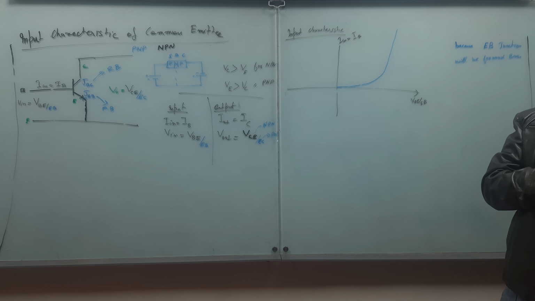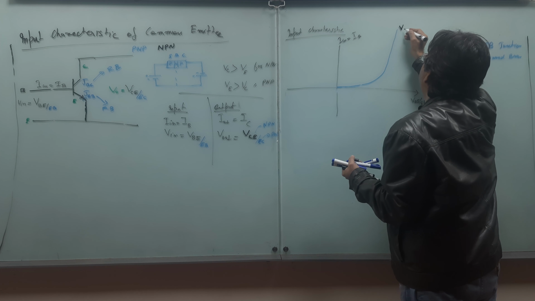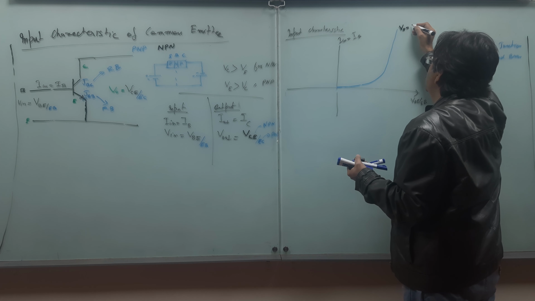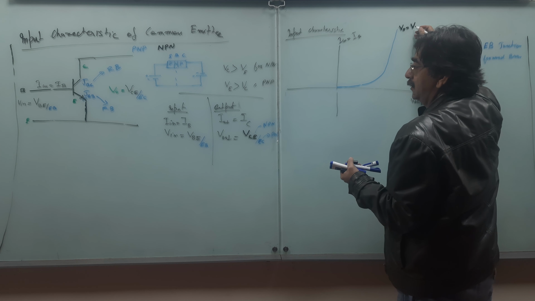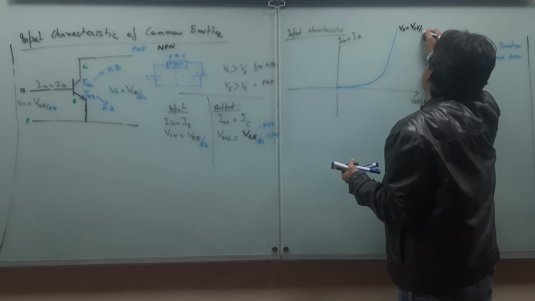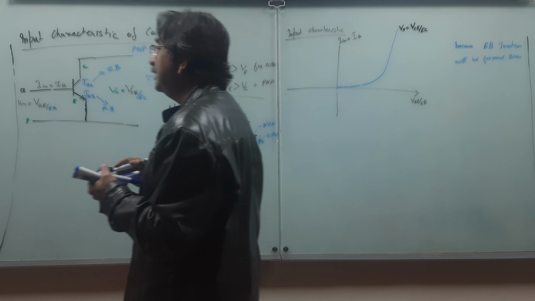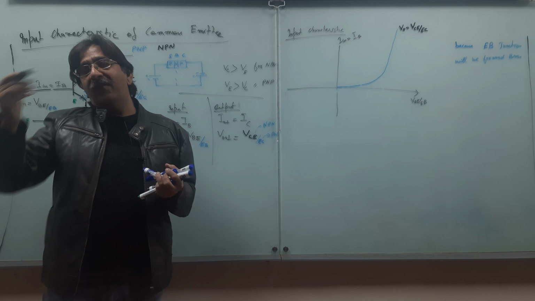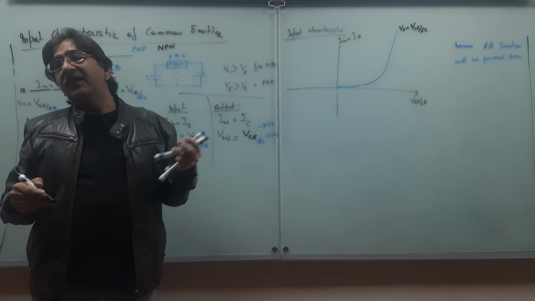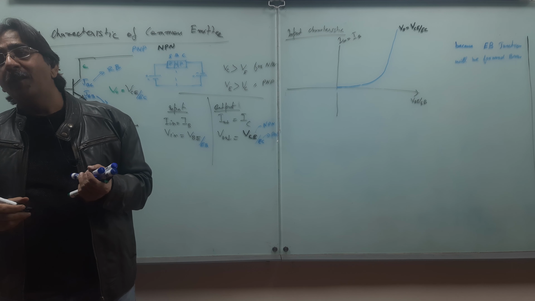And what is the output voltage? VCE or EC, meaning that it is constant. Okay. Now what is the early effect? And what if I change the voltage? What will be the effect on that? Okay, that is different from the common base transistor.